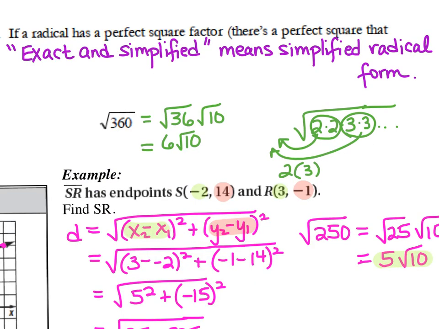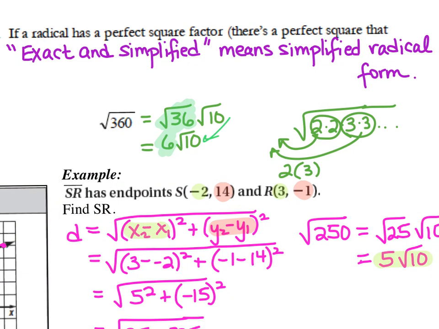So let's talk about one more of those. For example, square root of 360, because 36 is a perfect square, and it's the biggest perfect square that divides into 360. Because the square root of 36 is 6, you can just factor 360 down as 36 times 10. The square root of 36 is 6. The 10 carries along on the inside.